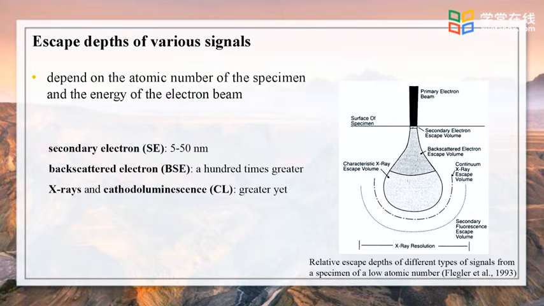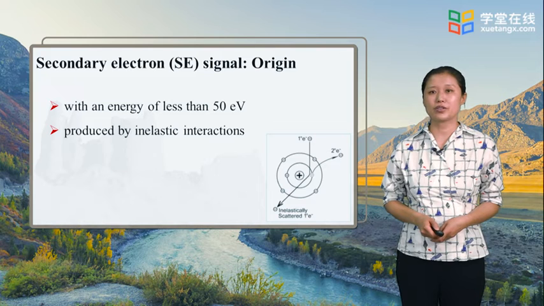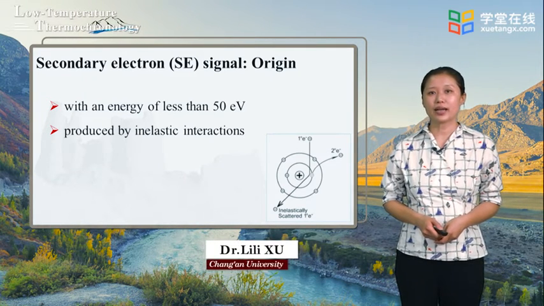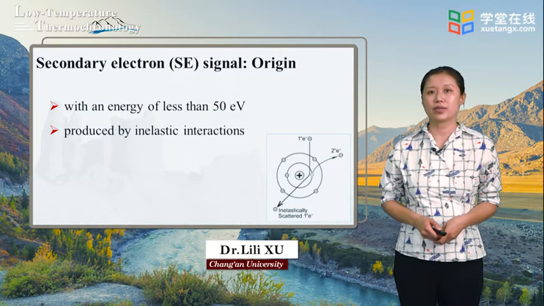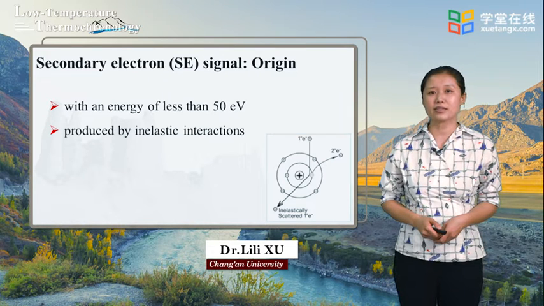For a better understanding of the information given by the backscattered electron image, our lecture will focus on secondary and backscattered electrons. In the scanning electron microscope, electrons used to image the specimen are classified according to their energy. A secondary electron is defined as an electron escaping the specimen surface with an energy of less than 50 electron volts. Secondary electrons are specimen electrons that obtain energy by inelastic interaction with beam electrons.